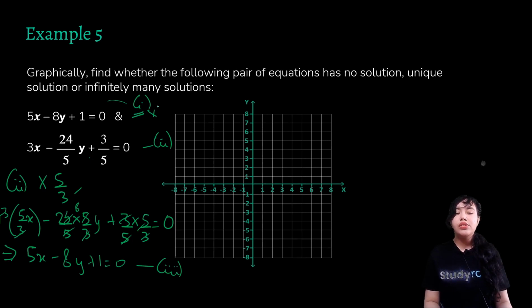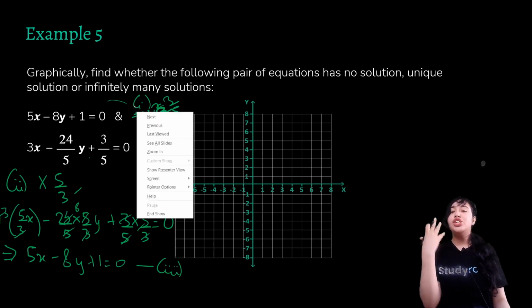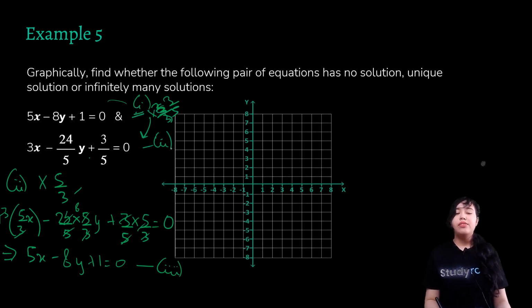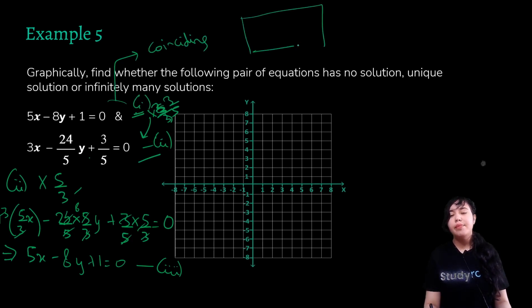When we multiply this equation by 5 by 3, or no, in this case 3 by 5, we get equation number 2. So multiplication of the first equation, that is the original equation, by 3 by 5 is giving us this second equation. So this is a dependent pair of linear equations, which we also call coinciding, but still we'll verify it graphically, okay? Because the question asks you to do so graphically.